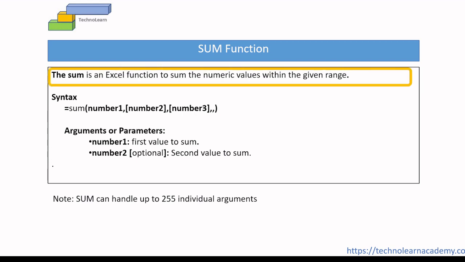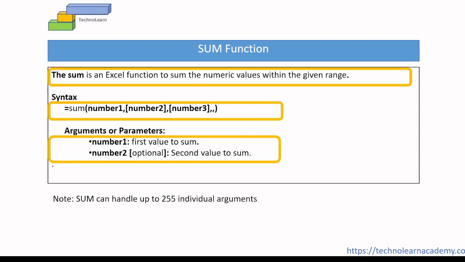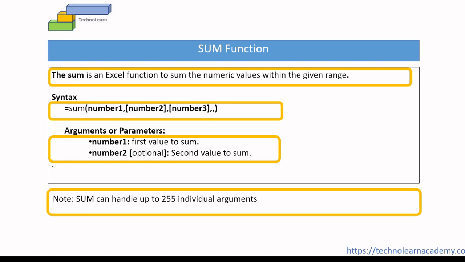Sum is an Excel function to sum the numeric values within the given range. This is the syntax for the sum function. In the sum function, we can provide single or multiple ranges. It's very important to note that the sum function can handle up to 255 individual arguments.